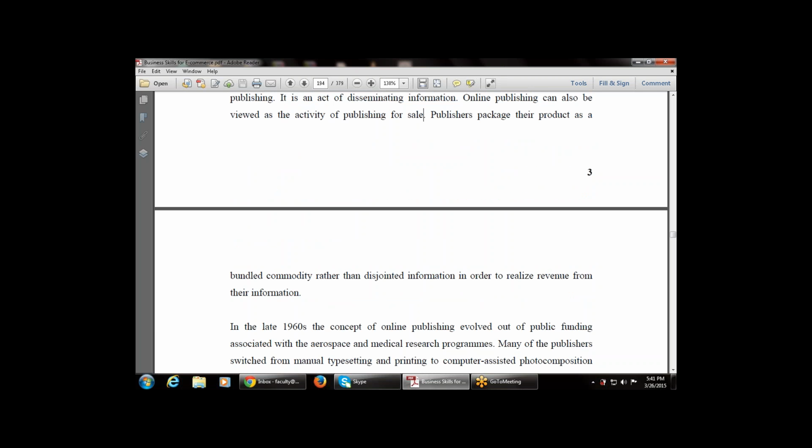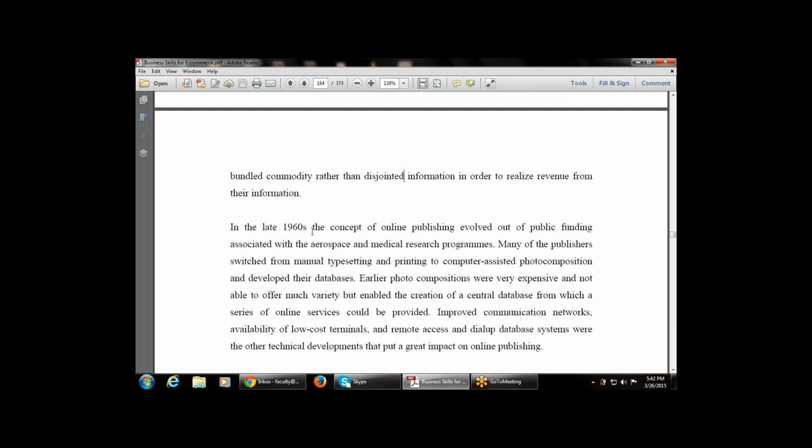Publishers package their products as a bundled commodity rather than disjointed information in order to realize revenue from their information. So publishers package their information as a bundled commodity rather than disjointed information. So online publishing is an activity of publishing for sale. Whenever I publish anything for sale, that is online publishing.